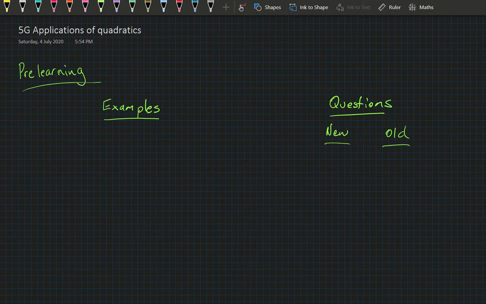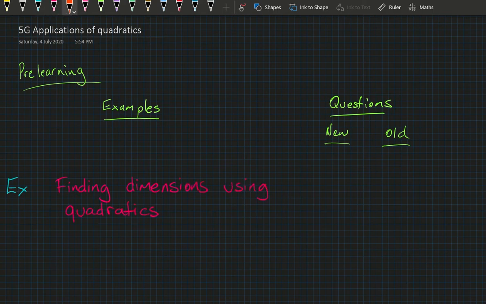In this lesson, your examples and pre-learning will be example 18, finding dimensions using quadratics. And please note that I've got more pre-learning than they suggest in the text, and that is questions 1, 3, 7, 8, 9 and 11 in the new book, and questions 3, 4, 7, 8, 9 and 11 in the old book.